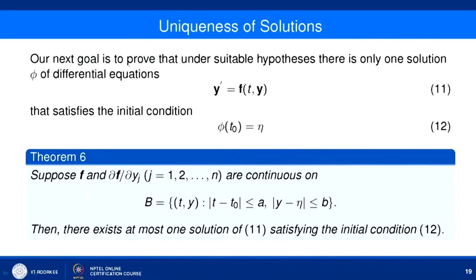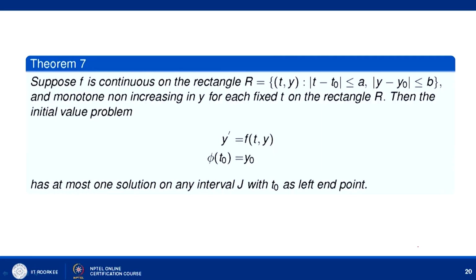And similarly we can define the uniqueness of solution. So, our next goal is to prove that under suitable hypothesis there is only one solution phi of differential equation y dash equal to F(t,y) with the initial condition phi t naught equal to eta, and here the condition is Lipschitz condition. So, suppose f and partial f by partial yj, j from 1 to n are continuous on this rectangle B, then there exists at most one solution of 1 satisfying the initial condition 12. So, here we can say next theorem that suppose f is continuous on the rectangle R, which is defined like this, and monotone non increasing in y for each fixed t on the rectangle R, then the initial value problem has at most one solution on any interval J with t naught as left hand point.